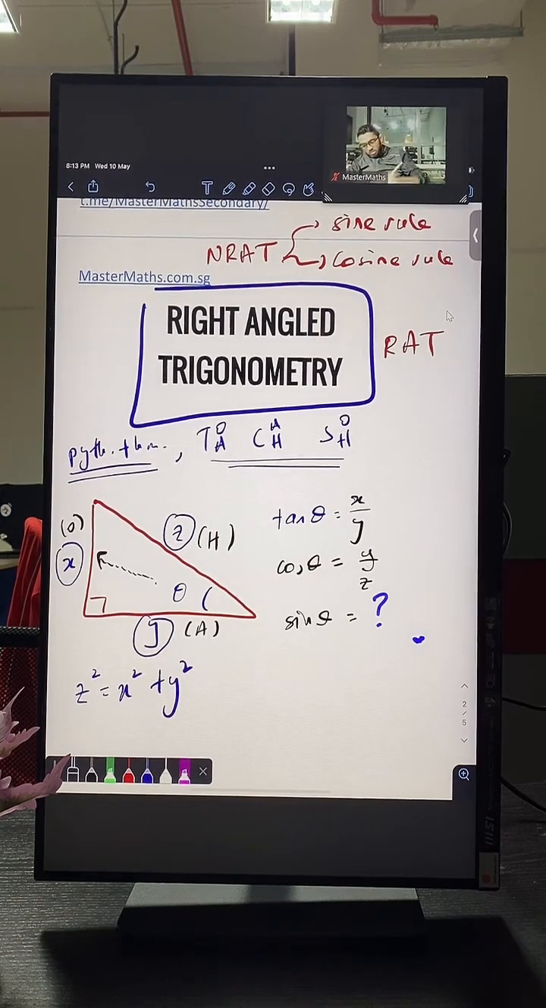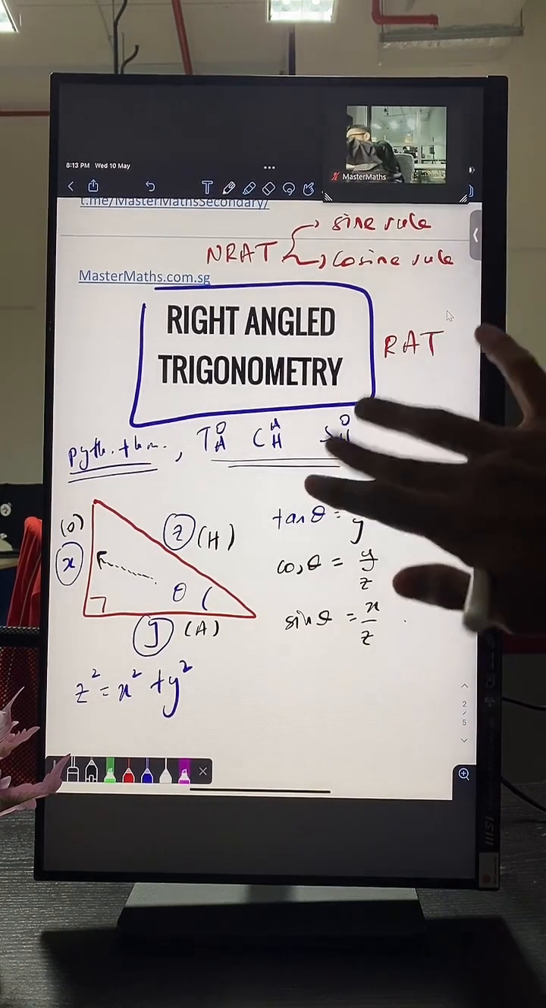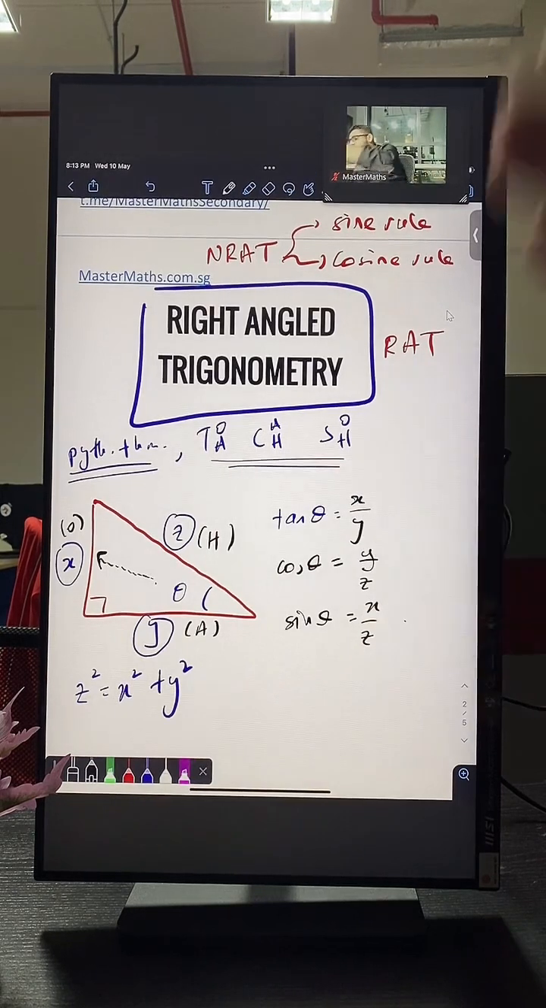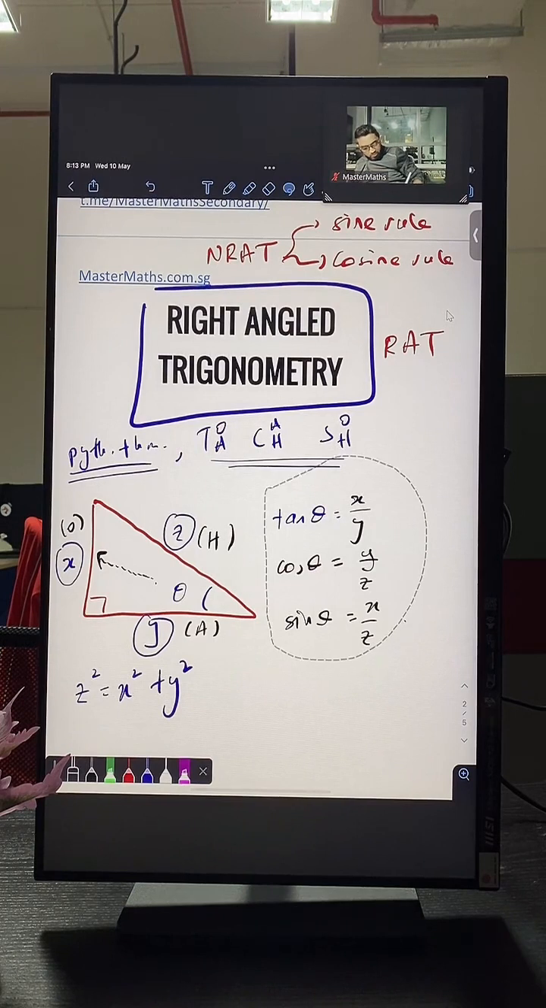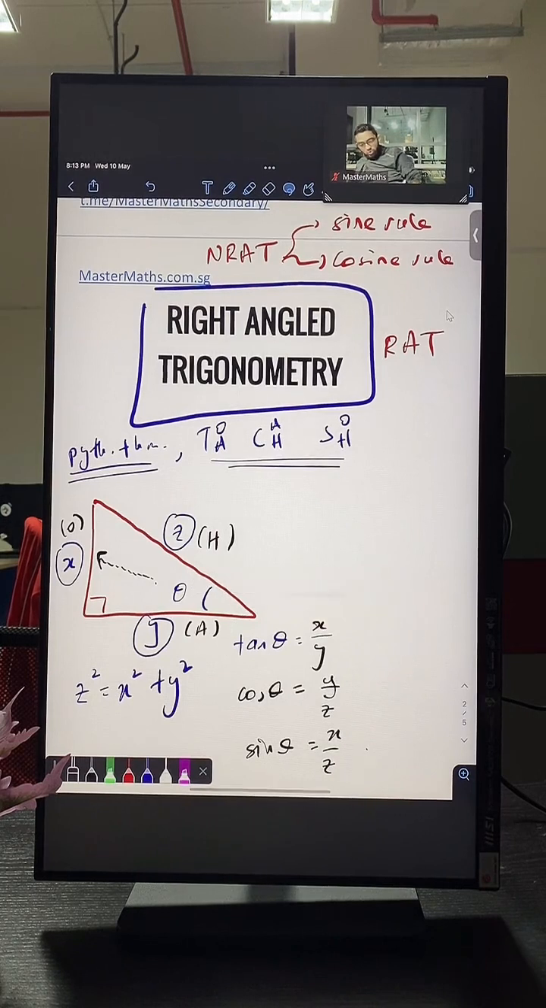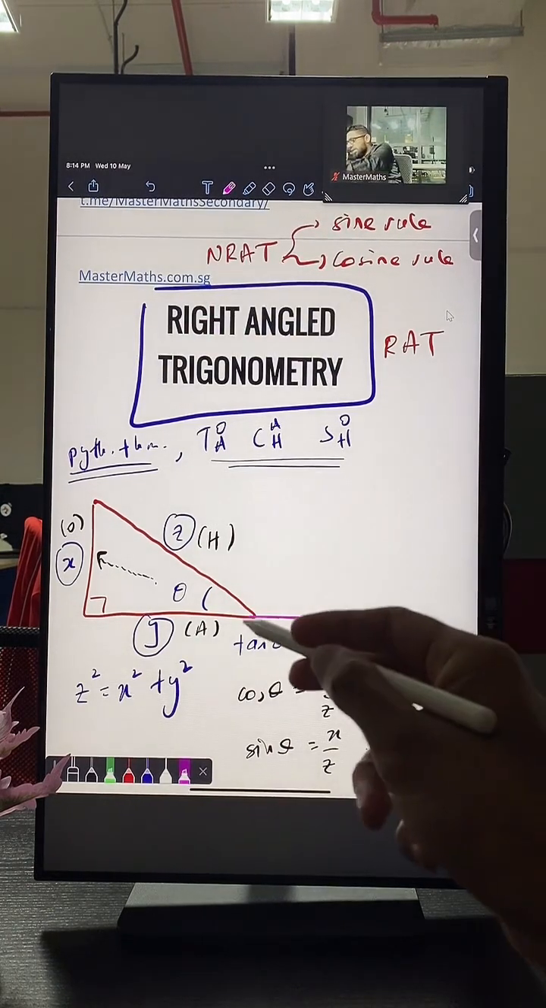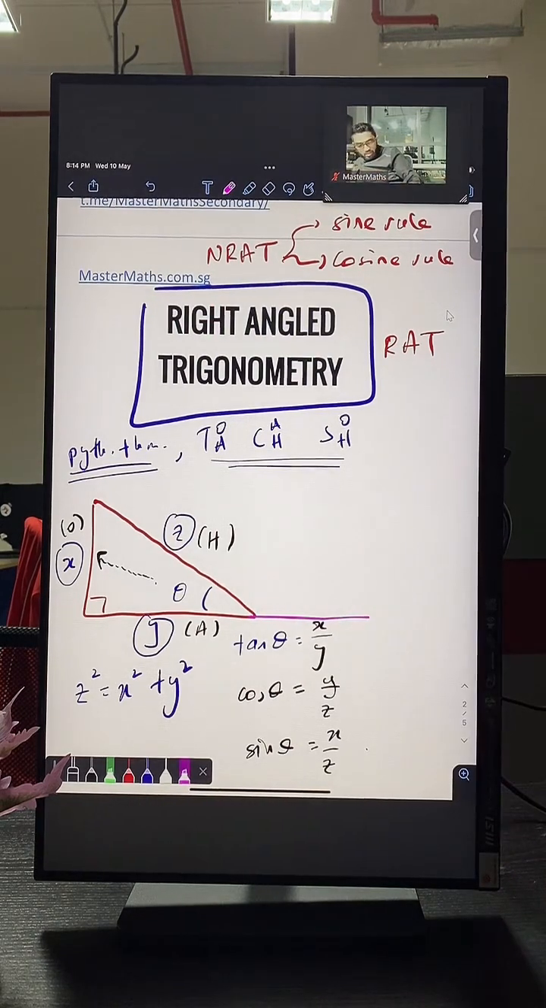Sine theta, guys, is nothing but opposite, which is X, over hypotenuse, which is Z. So X over Z. Very nice. Okay, so we are done with these three things: tangent, cosine, and sine. Now, for the purpose of e-maths, what they like to test is also obtuse angles as well. Some teachers will extend this line outwards, and they will then put another angle.